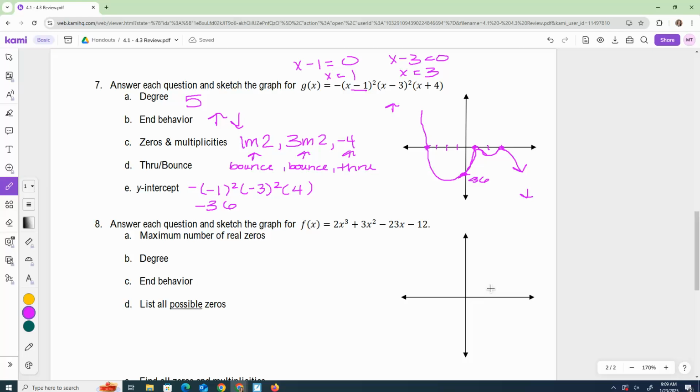Let's plug in to get your y-intercept again. A y-intercept, if you're crossing the y-axis, x is 0.